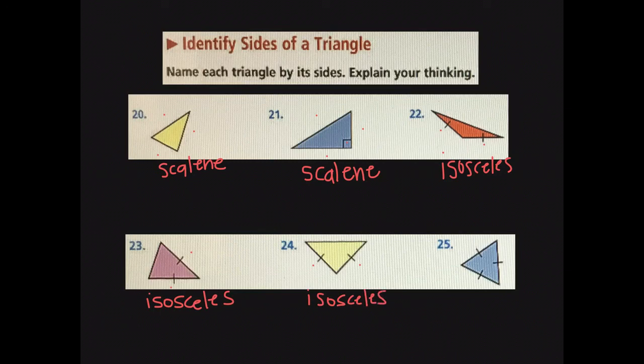Then the last one we have on this page, number 25, has a marking on each side. So because those three sides are congruent of the triangle, this is an equilateral triangle. All sides are equal or the same.